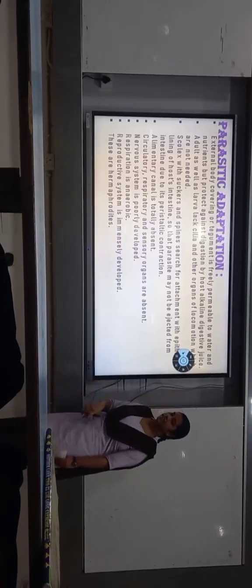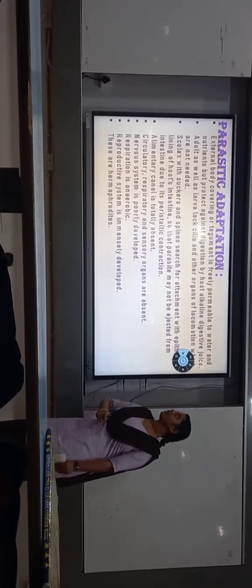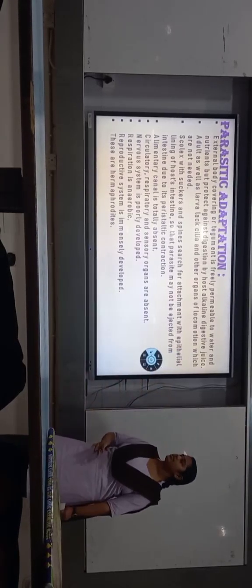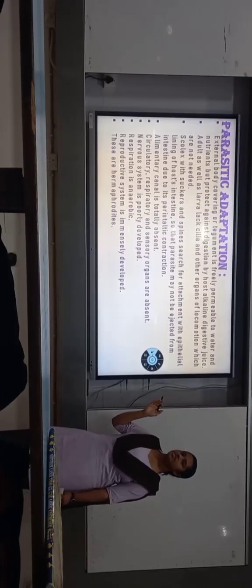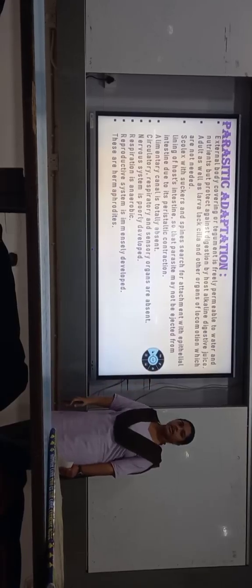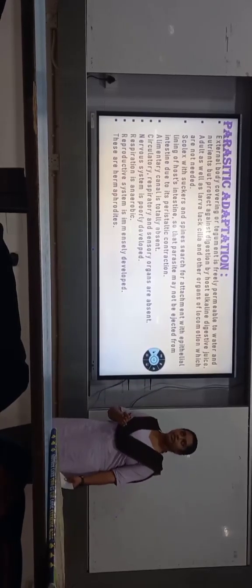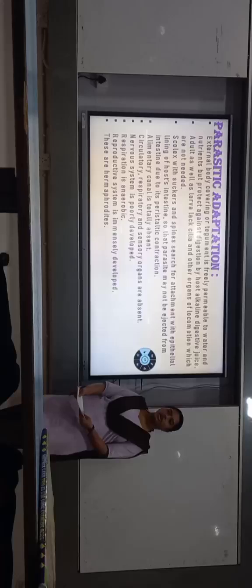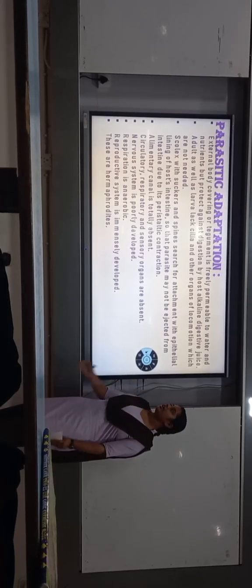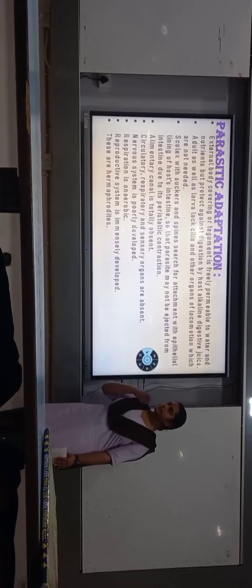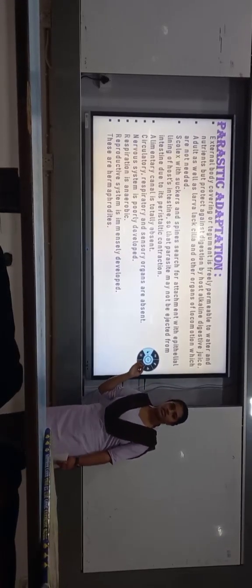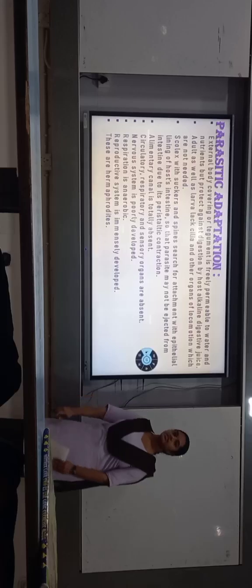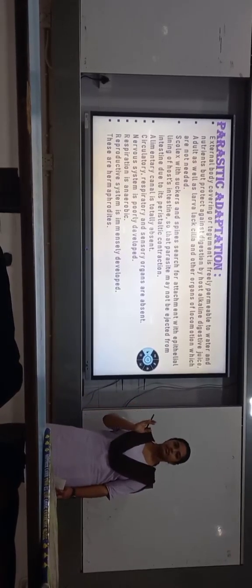Now some parasitic adaptations of Taenia solium. The scolex with suckers and spines searches for attachment with the epithelium lining the host intestine so that the parasite may not be ejected from the intestine by the peristaltic contraction. And here the alimentary canal is absent or poorly developed because the parasite absorbs the readily available digested food from the host by its body surface. Here the reproduction is immensely developed, and respiration is anaerobic. Here the circulatory system, respiratory system and sensory organs are absent, and it is known as hermaphrodite, where it contains both sexes.